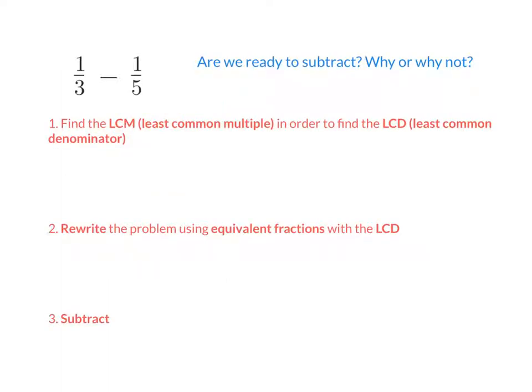When we're working with these fractions, 1/3 minus 1/5, are we ready to subtract yet? Why not? We don't have like units. What units do we have in our first fraction? Thirds. What are our units in the second term? Fifths. Thirds and fifths are not the same thing. We need to follow those same 3 steps to subtract. So the first step is going to, again, be to find the least common multiple in order to turn that into the LCD, the least common denominator.